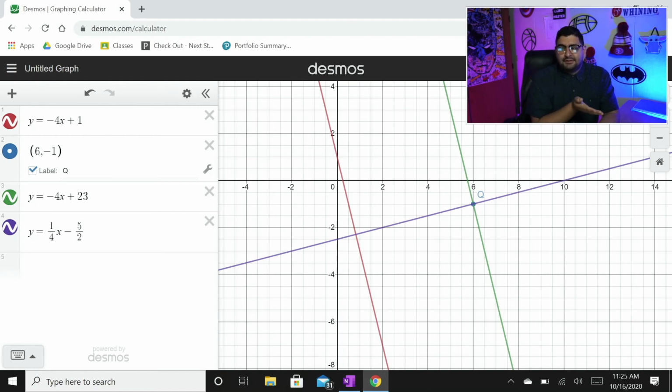But the question was, what does that y-intercept need to be? Well, when we plugged it back in, we got negative 5/2, which gave us the equation y equals 1/4 x minus 5/2. And here you can see that it does in fact go through point Q, and we know that it's also perpendicular. So we did it.